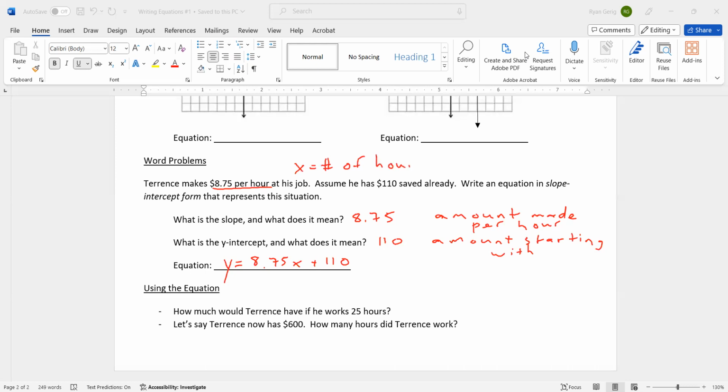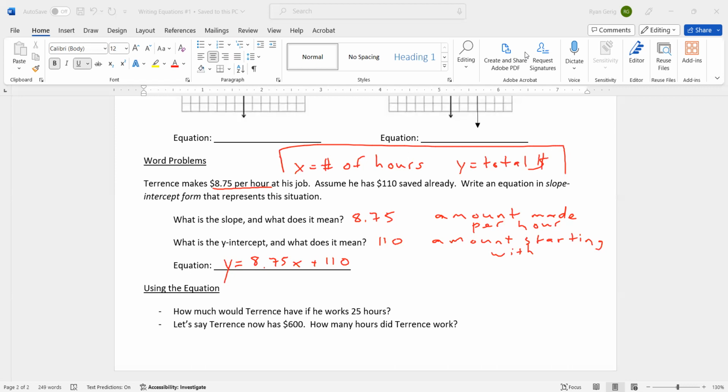And then once you have the number of hours, you can figure out how much he has. So y equals total money. We'll say that. These are very helpful in answering the questions that follow. All right, so we've got that equation.